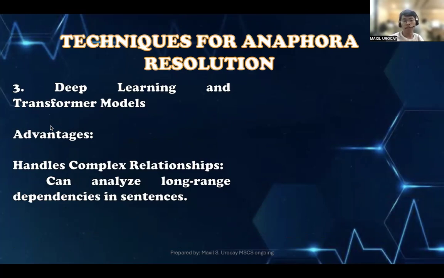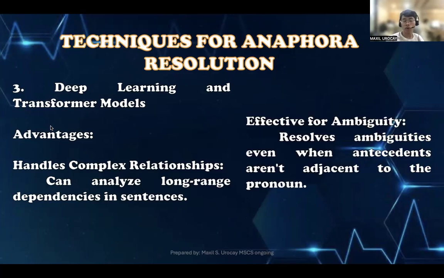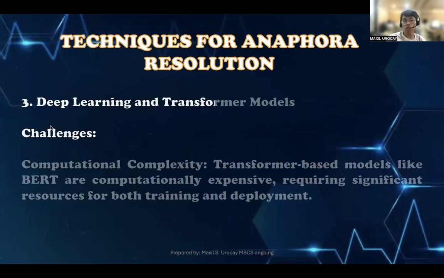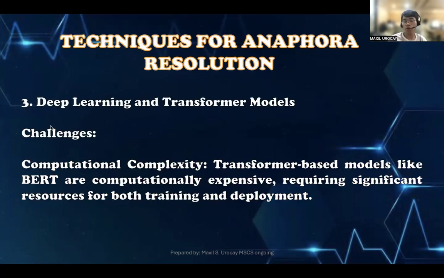Of course, the advantages: it handles complex relationships, can analyze long range dependencies in sentences, and is effective for ambiguity, resolving cases where antecedents aren't adjacent to the pronoun. Then the challenges for deep learning and transformer models: transformer-based models like BERT are computationally expensive, requiring significant resources for both training and deployment.